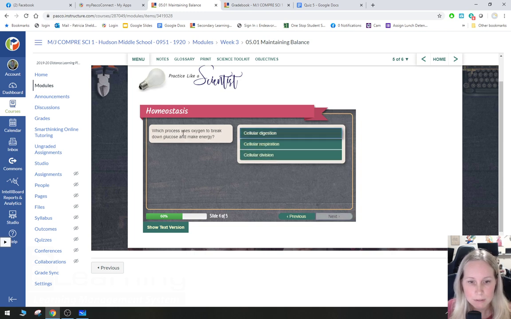Which process uses oxygen to break down glucose and make energy? Well, remember I said that we need to break down sugars that we eat from food, within the mitochondria in our cells. And that was called, remember I said big word, cellular respiration.